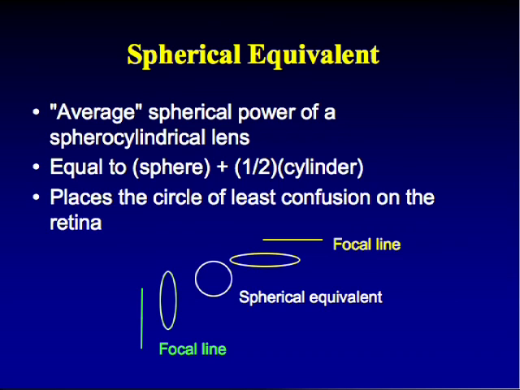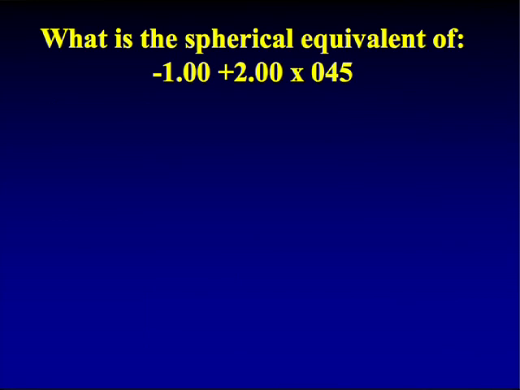So spherical equivalent is just the average power of a spherocylindrical lens, and it's equal to sphere plus half the cylinder. That number, the spherical equivalent, is what places the circle of least confusion on the retina. So let's look at an example. What's the spherical equivalent of minus 1 plus 2 times 45?